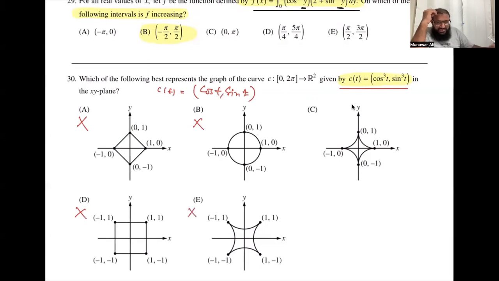But let me tell you, E is not the correct option. What is the reason behind that? Because it has the point (1, 1). Now you cannot give me a value of t which I substitute here, so that the values of cos cubed t and sine cubed t both are equal to 1. Since the argument is t in both cases, they are never going to both equal exactly 1. If the arguments are different, then they can take value 1, but the argument is t in both of those cases. So it is never going to be equal to 1.